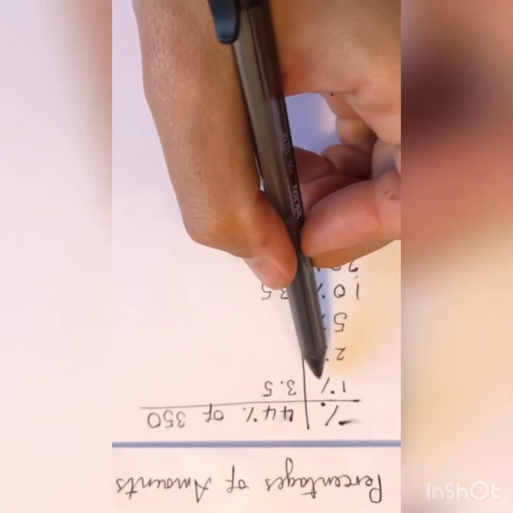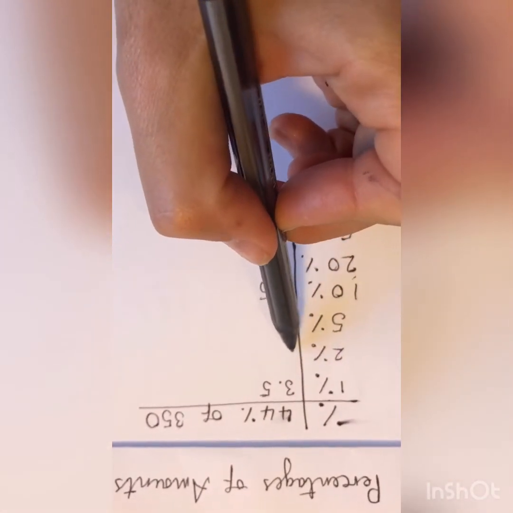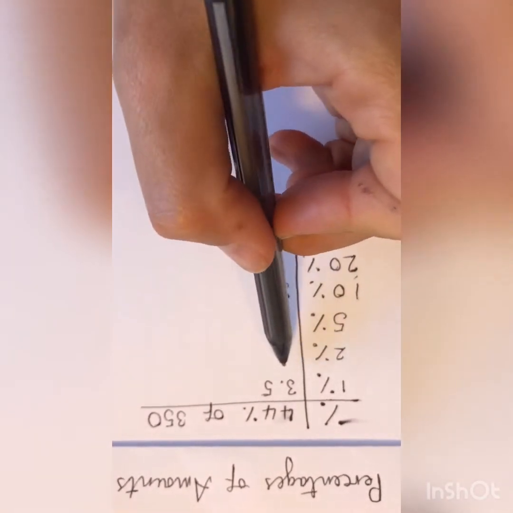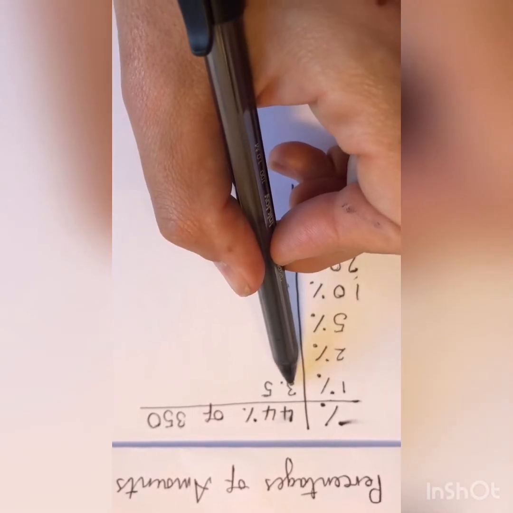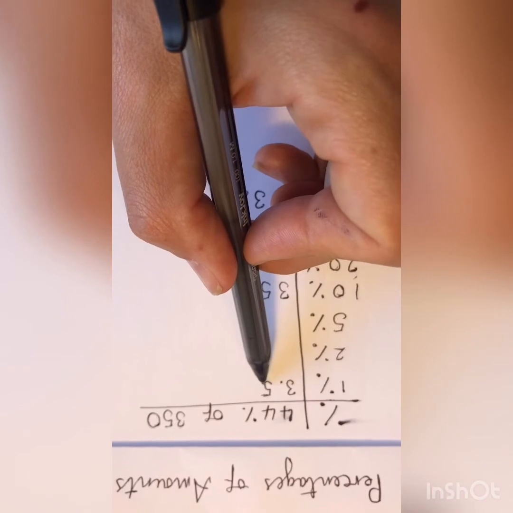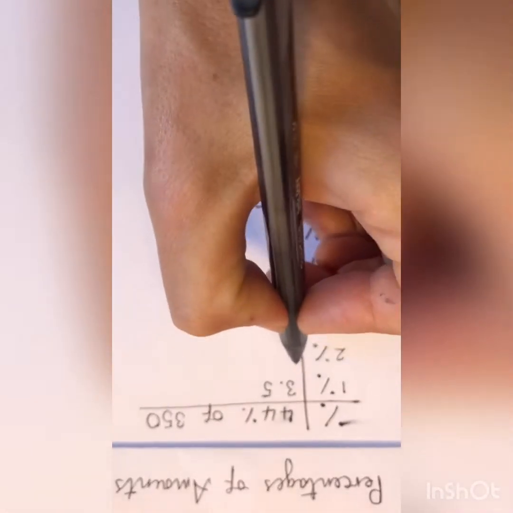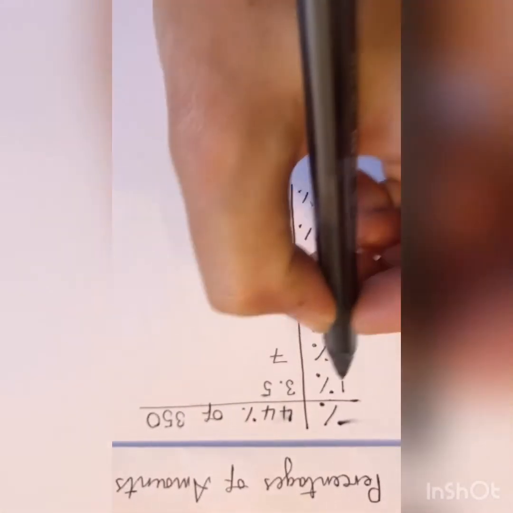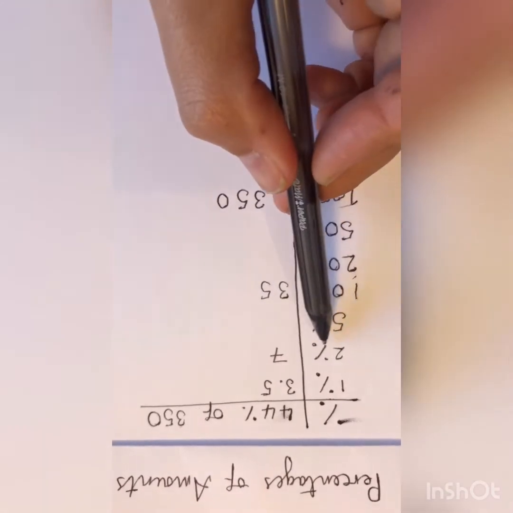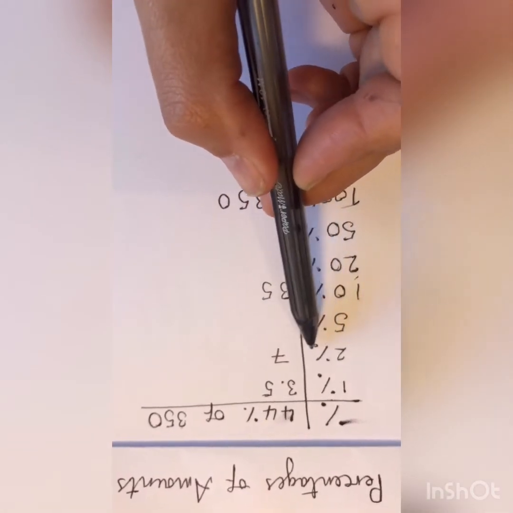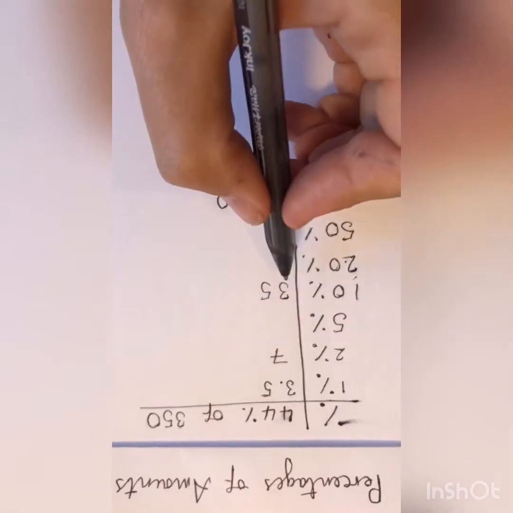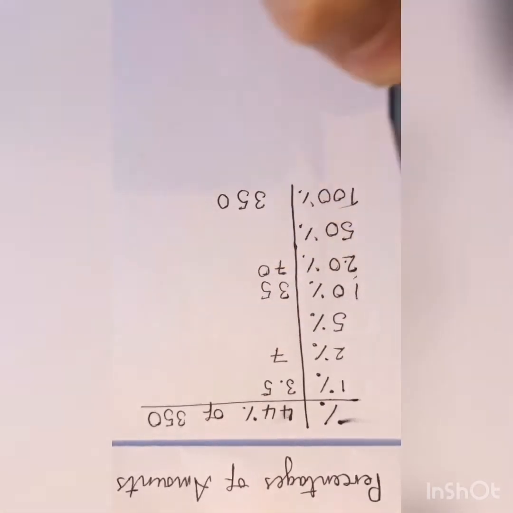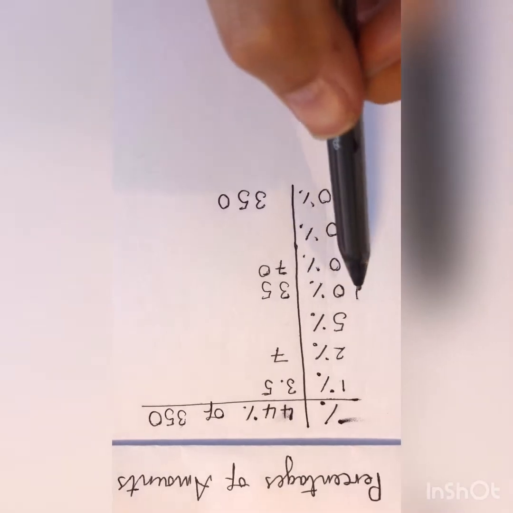Okay, now which other ones can we do? Well, if we've got 1%, I can get 2%. I can double 3.5. If you double 3.5, you double the 3, you get 6, and you double the 0.5 and you get another whole. So double 3.5 is 7. Now I've got 2%. I can get 20% because it's just 10 times bigger. So 10 times bigger than 7 is 70.